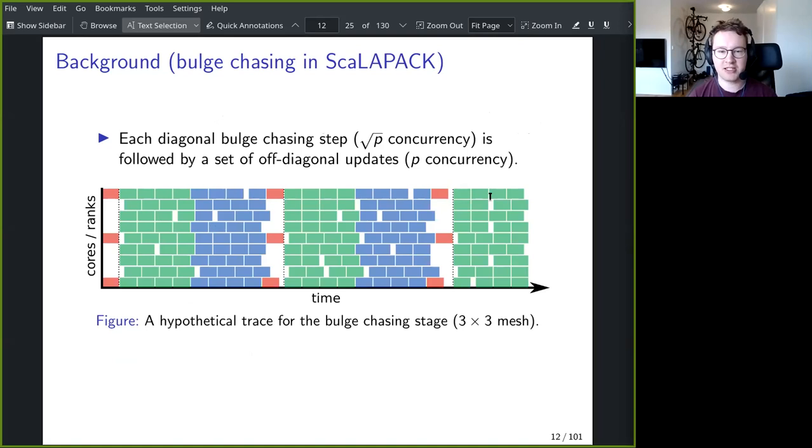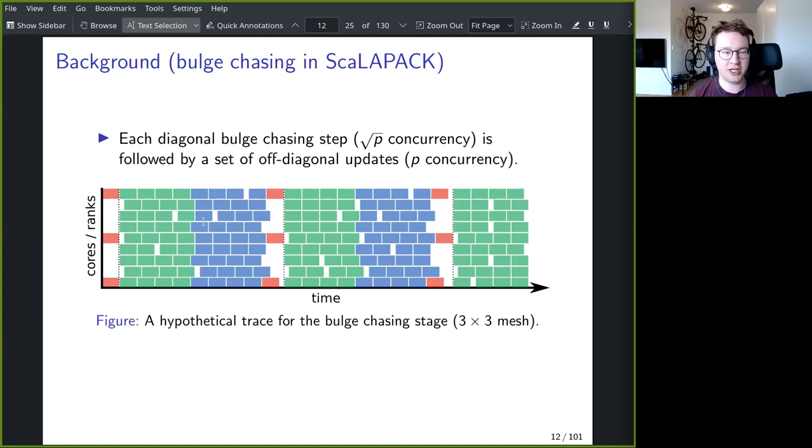So here you can see a hypothetical trace showing what is actually happening in real time. On the horizontal axis, you can see the time, and on the vertical axis, this is meant to represent what each CPU core is doing. So in this example, I have a total of 9 CPU cores. You can see that we have this bulge chasing that is happening on the diagonal. We have 9 CPU cores, so taking the square root of that, you will get 3 processors active.